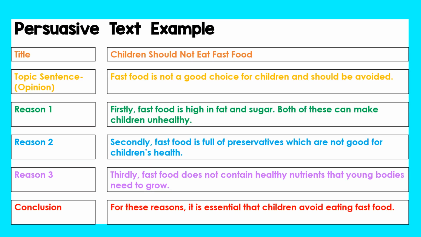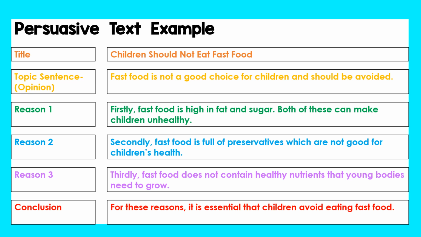Okay, so once again, you can see that I've taken the text and chopped it up and put it under the headings according to the structure of a persuasive text. So we started with our title, then we've got our opening sentence. In this case, the author is stating their opinion that fast food is no good for children and should be avoided.